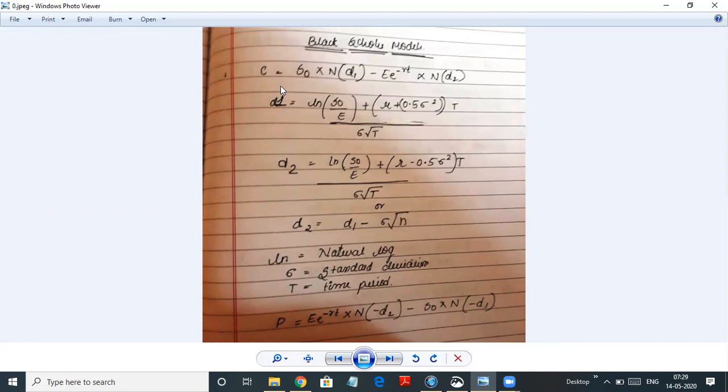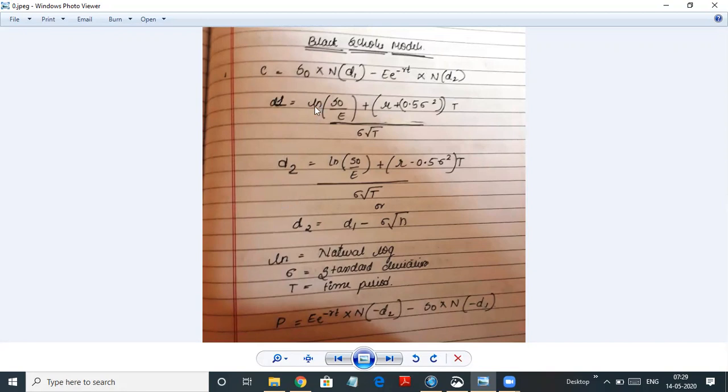In the binomial model, it was possible to find only the value of a call option, but in the Black and Scholes model, we can find the value of a call as well as a put option. So the call option value C equals S naught into N(D1) minus E into e raised to minus RT into N(D2). This is the formula. So first we have to find the values of D1 and D2.